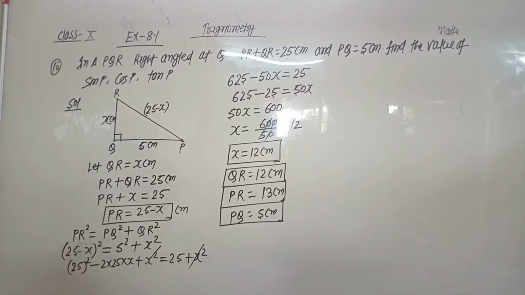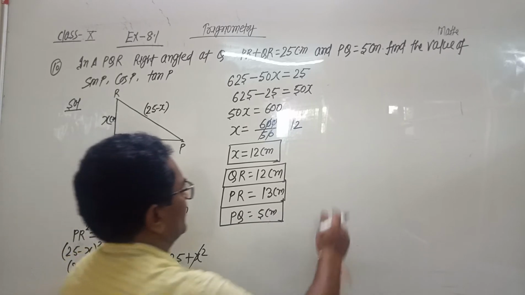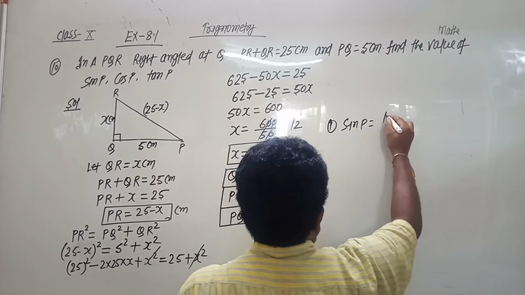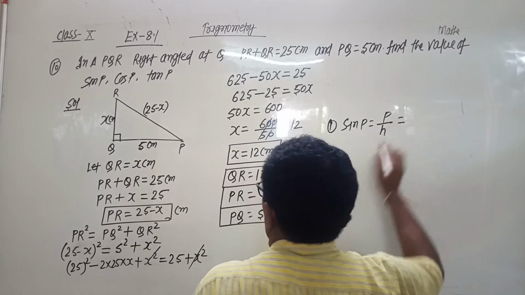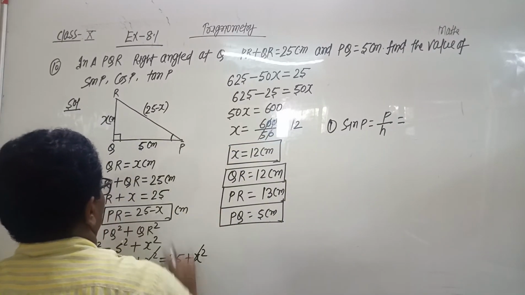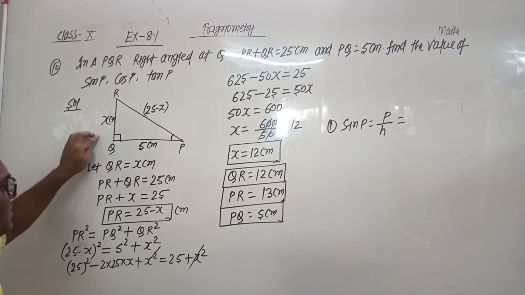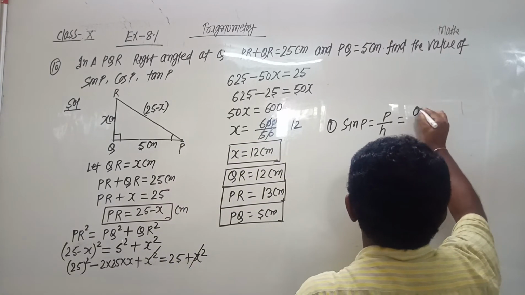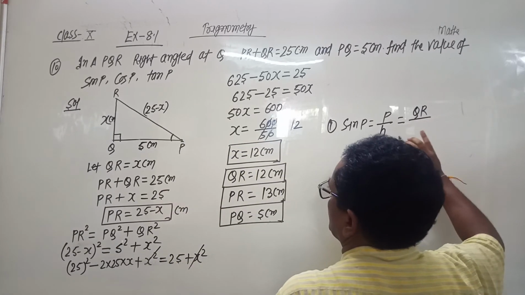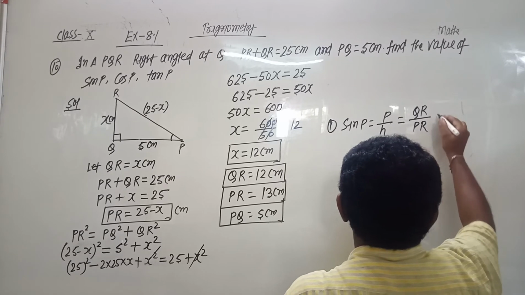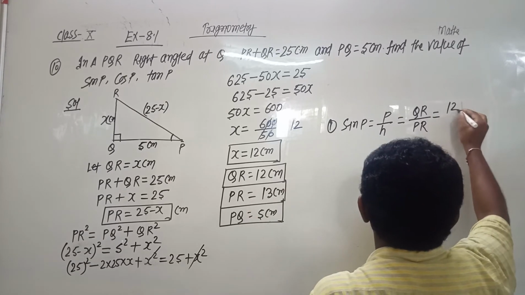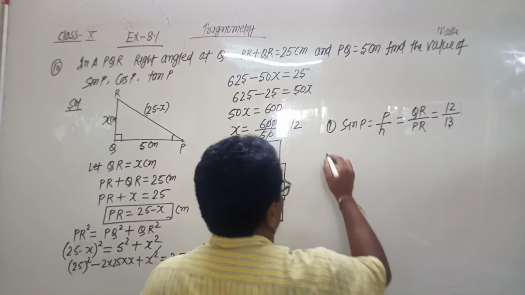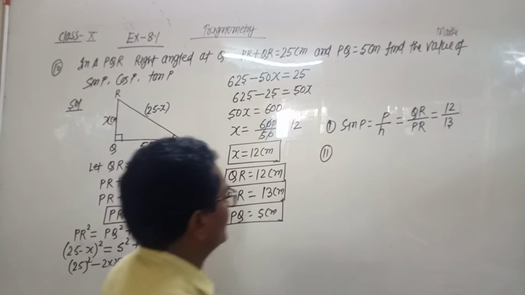Then we have to find the value of sin P, and sin P equals perpendicular upon hypotenuse. For this acute angle P, QR is the perpendicular and PR is the hypotenuse. The value of QR we calculated is 12, and the value of PR is 13. So sin P comes to be 12 by 13.